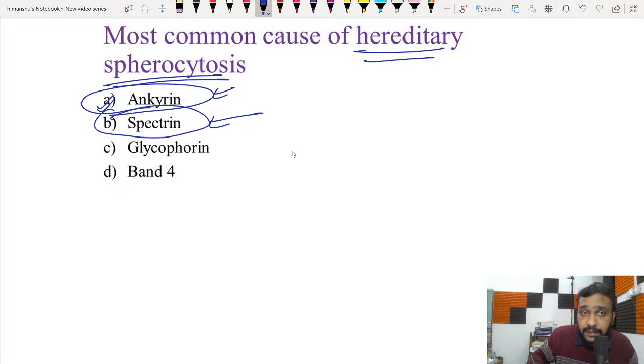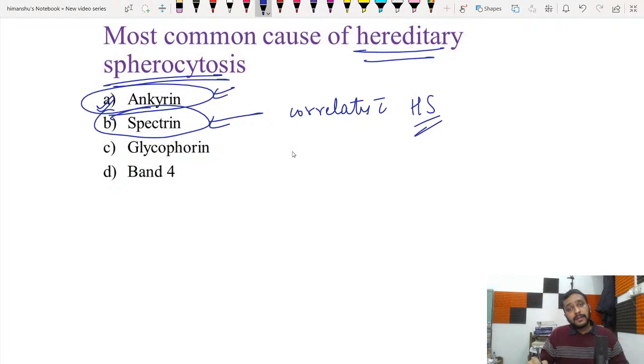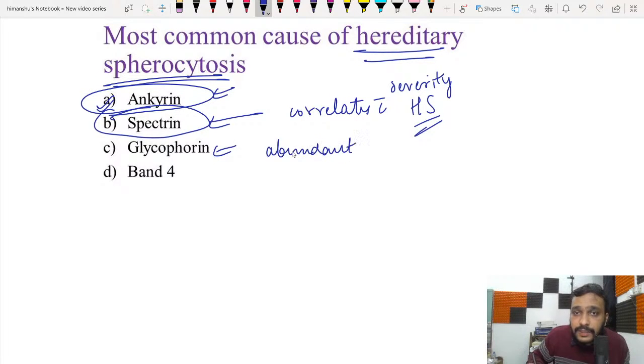Remember that the spectrin molecule correlates with the severity in hereditary spherocytosis. And in glycophorin you will never see a mutation in hereditary spherocytosis. And remember that this is the most abundant glycoprotein in the RBC cell membrane.